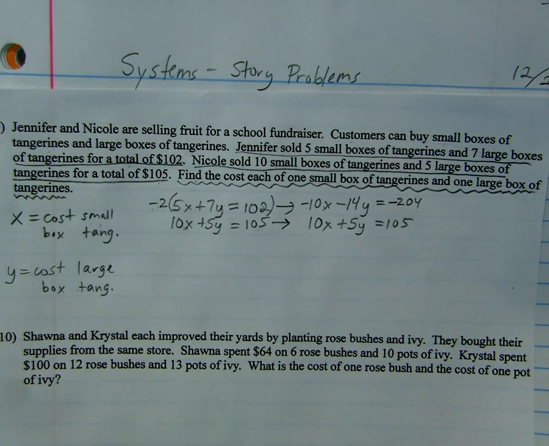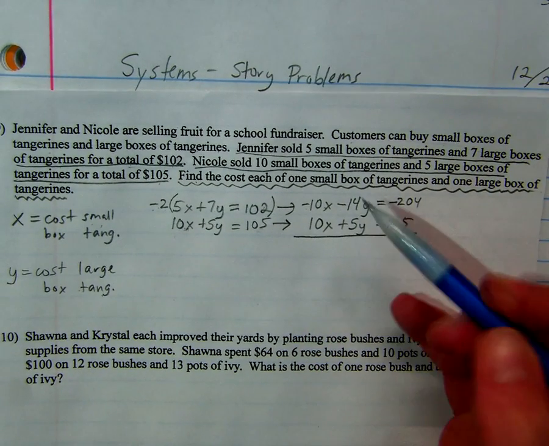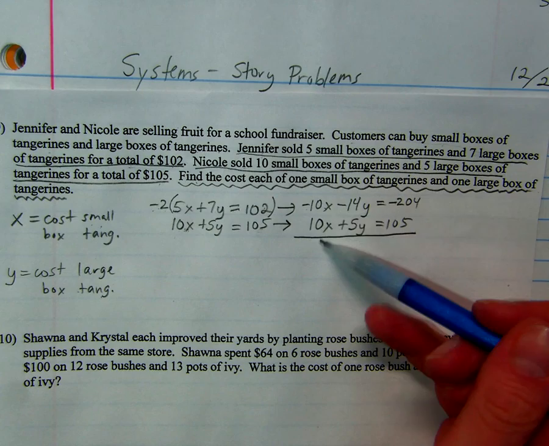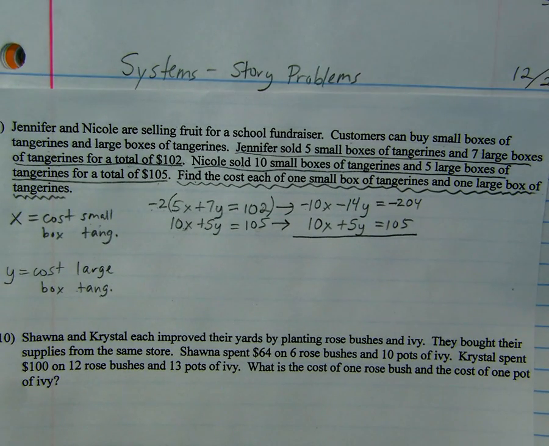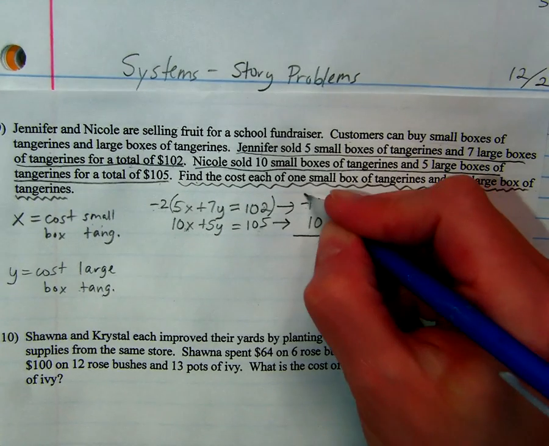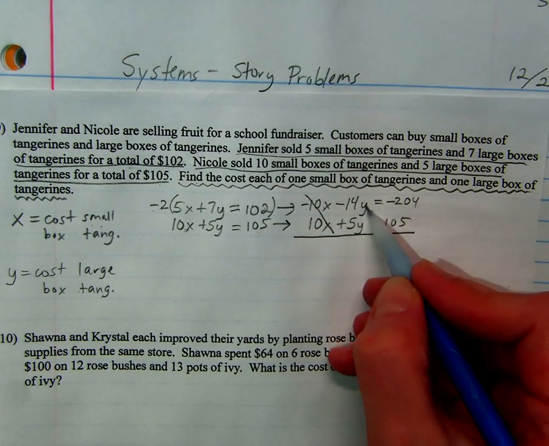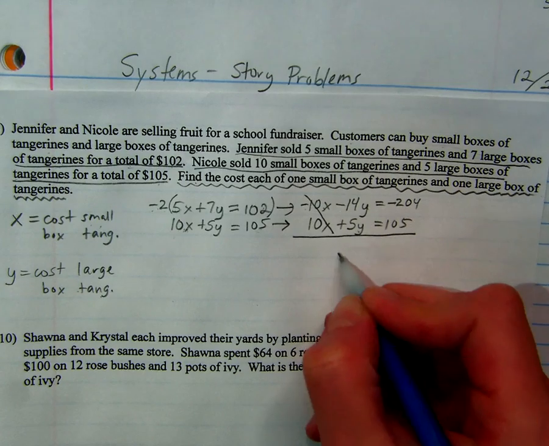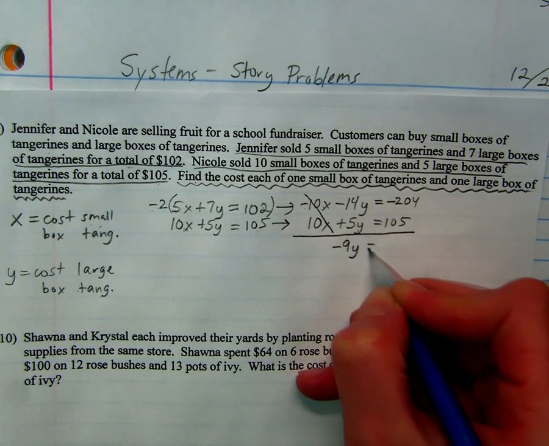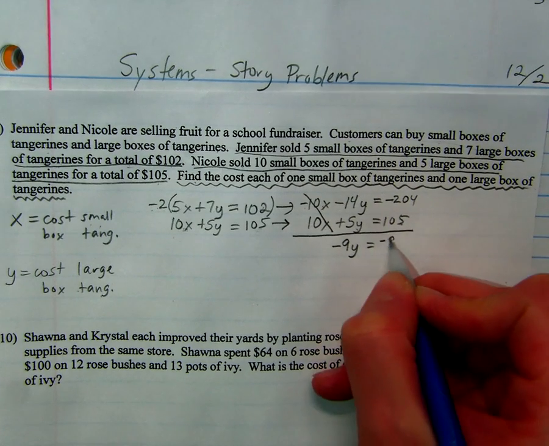And what we're going to do seems strange, but we're going to add the 2 equations together. And so I have my x's lined up so I can combine them. We designed this so that I now have -10x and 10x, and we can kill them. There they're gone. And that just makes this easier to work with because now we will only have y's. So -14y and 5y, I go ahead and add together, gives me -9y. With the -204 plus 105, we get -99.